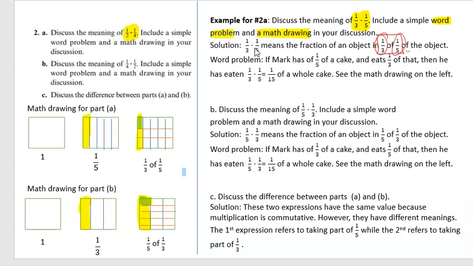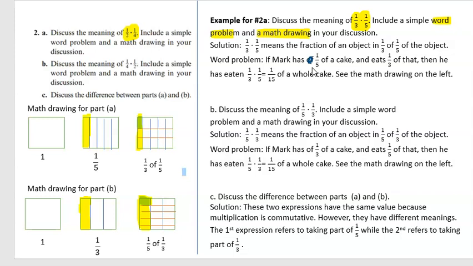But 1/5 is a portion of some kind of object. Here we're going to use a square to represent that object. This square is the whole for 1/5, but the whole for 1/3 is 1/5. So let's look at the word problem here. If Mark has 1/5 of a cake, I guess this is redundant, and eats 1/3 of that, then he has eaten 1/3 times 1/5, which is equal to 1/15 of a whole cake.